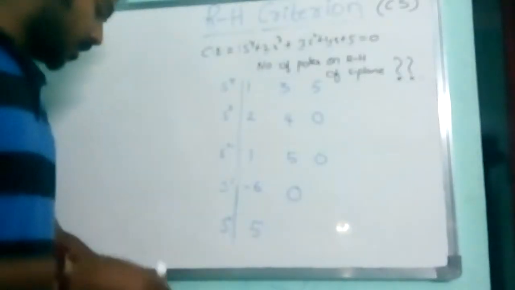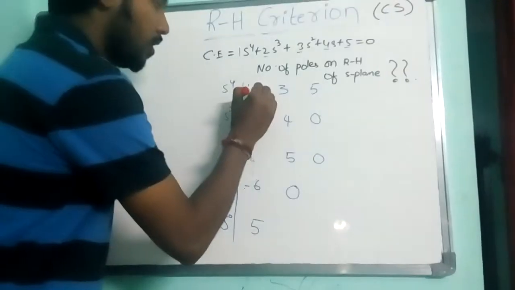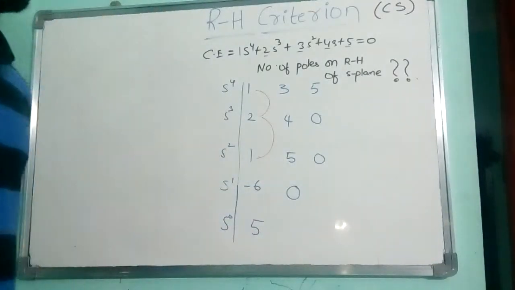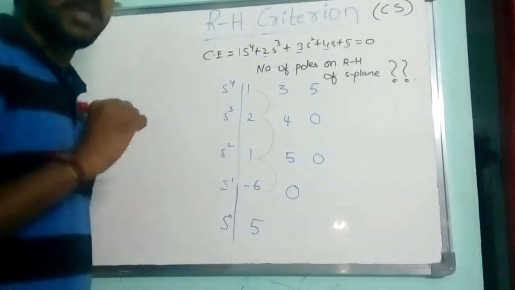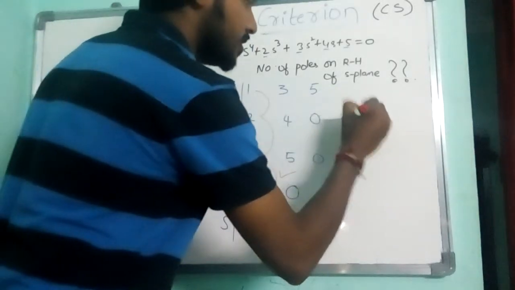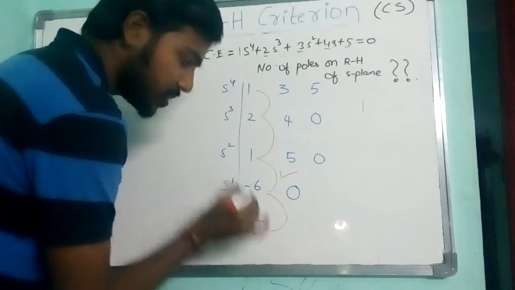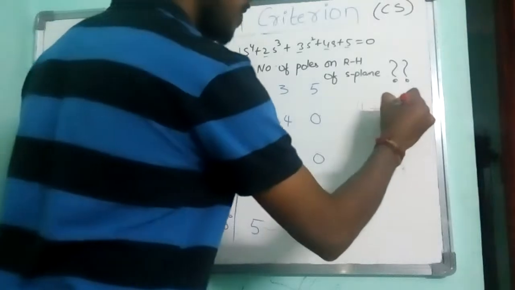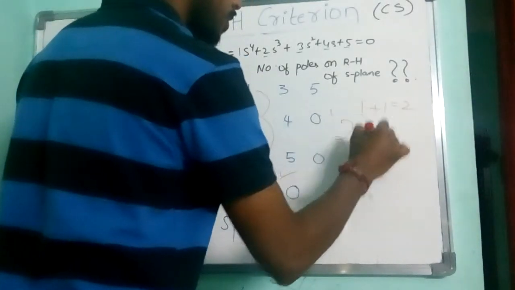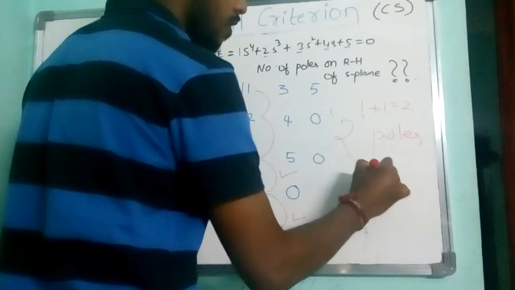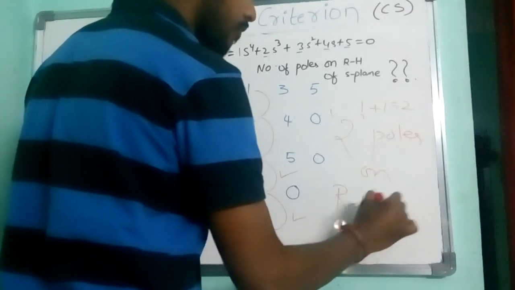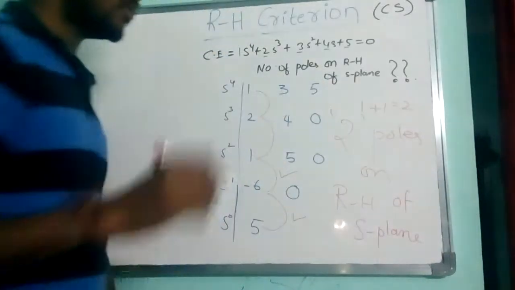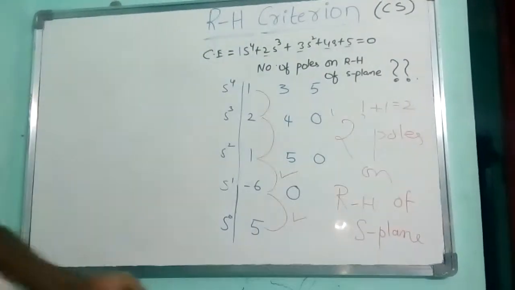Now here, is there any sign change? No. Any sign change? No. Any sign change? Yes, here we have one sign change. And again minus 6 to 5, any sign change? Yes. Two sign changes we have. That means there are two poles on the right hand side of the S plane.